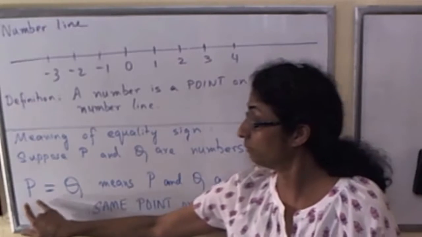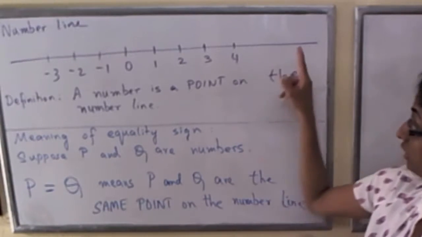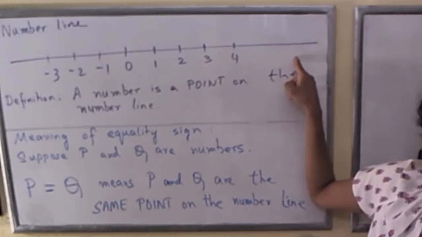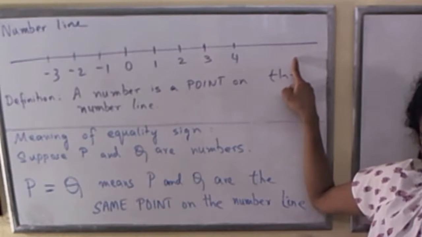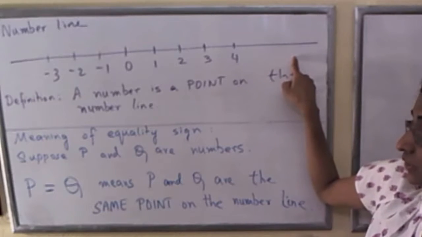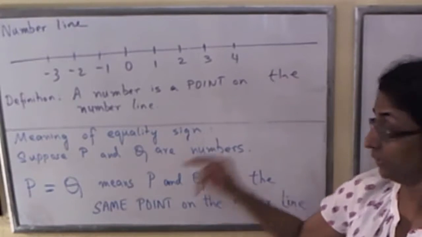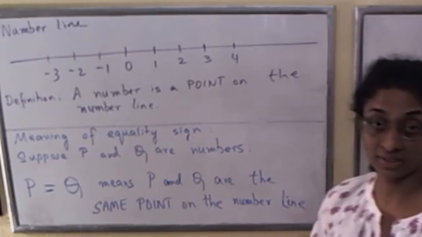So when we say P equals Q as numbers, what we are saying is P and Q are the same point on the number line. And conversely, if you find that you have a point with two labels, then those two labels are exactly the same number, and we can put an equality sign in between them.